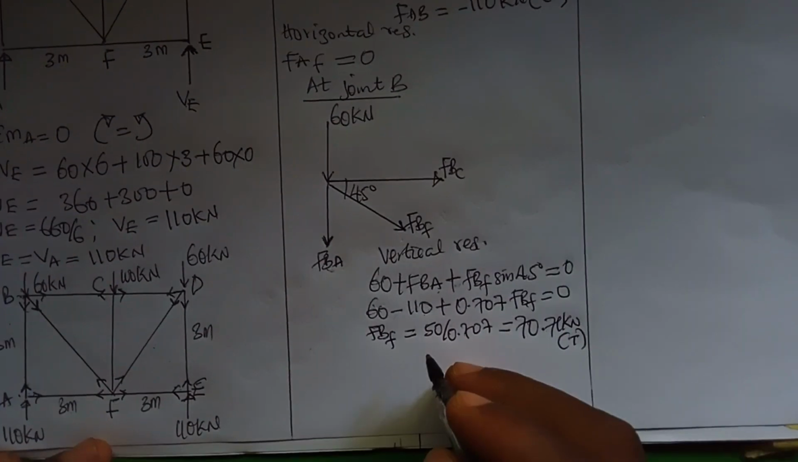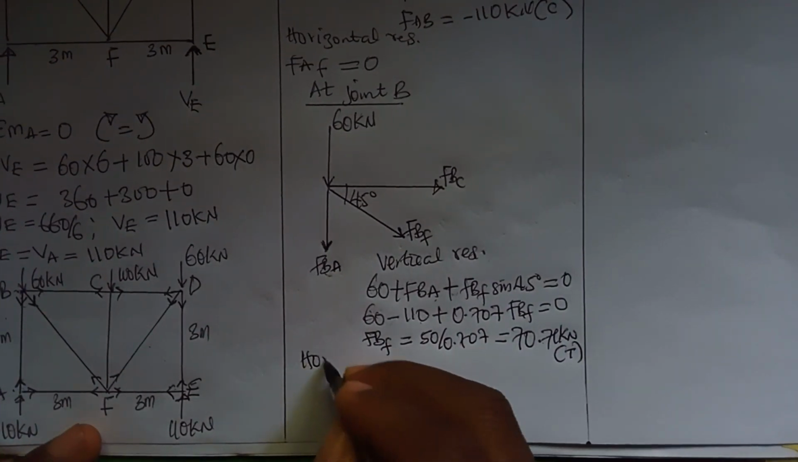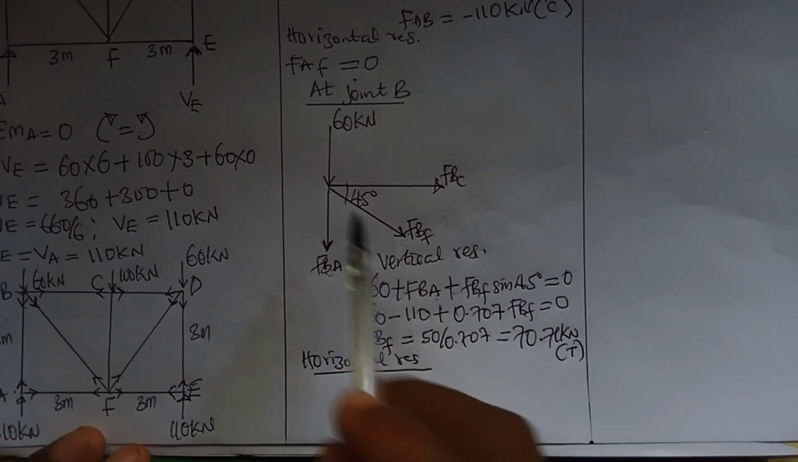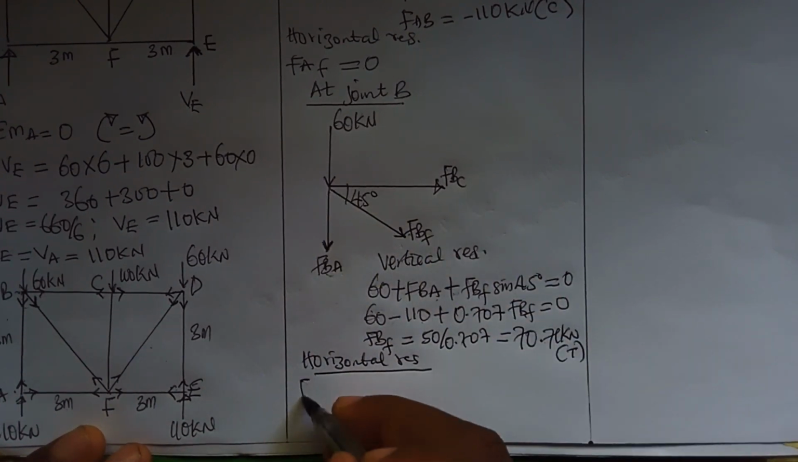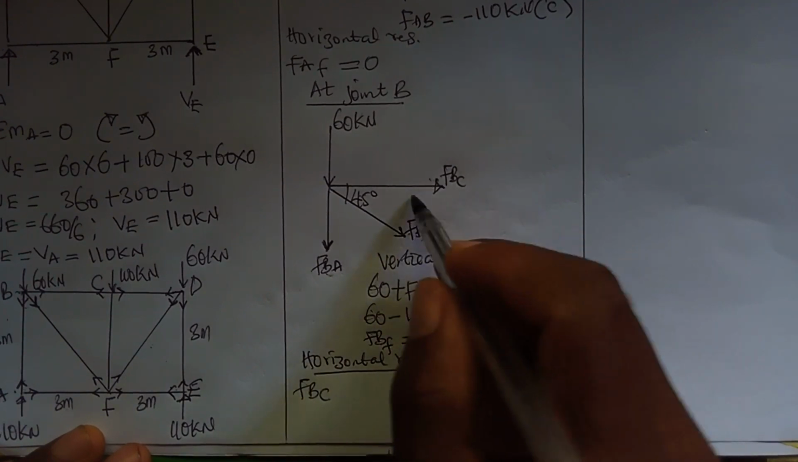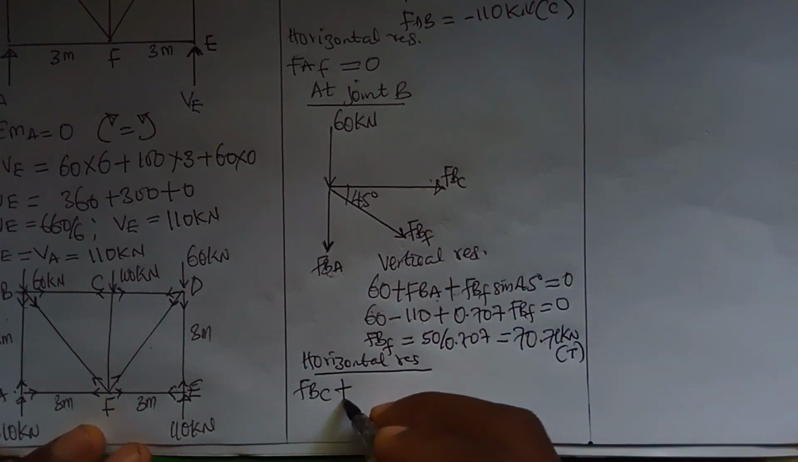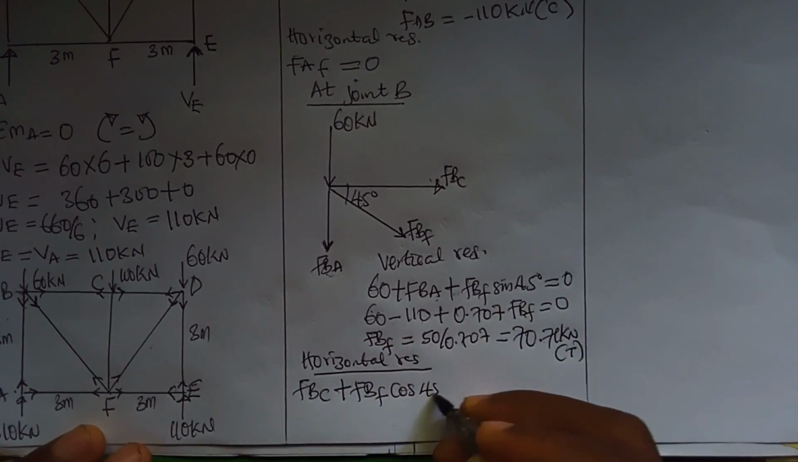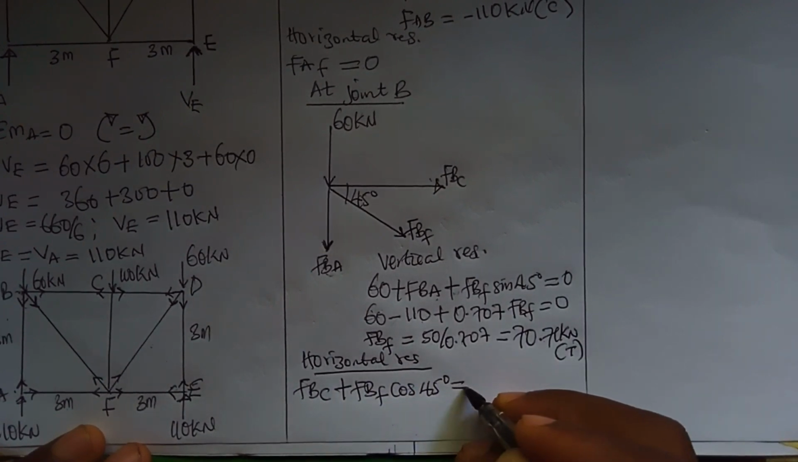Then for the horizontal resolution, we have this horizontal force, which is FBC. And if we resolve this one to appear horizontally, two of them will be moving in the same direction, so we'll add them up. We have FBF cos 45 degrees is equal to 0.